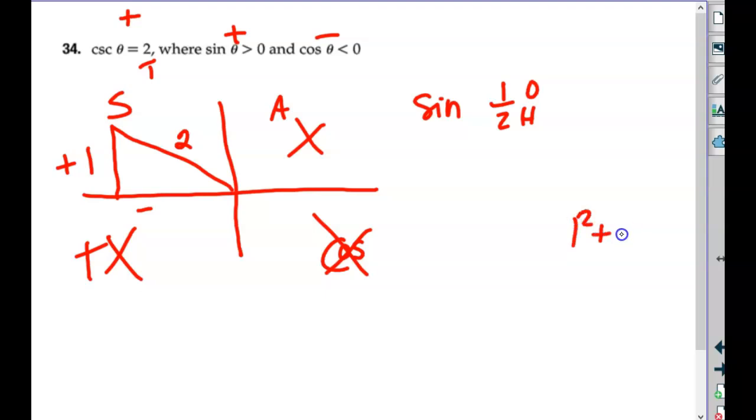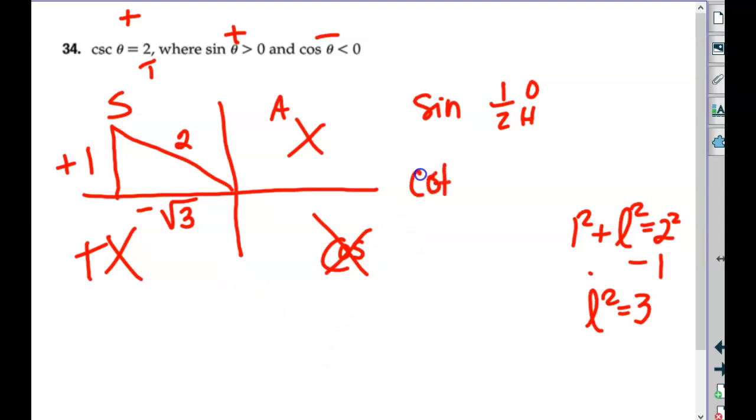Leg squared plus other leg squared equals hypotenuse squared. It's not square root of 5 this time, because it's a leg. It's not square root of 2. 4 minus 1 is... We're going to be careful? Because I'm getting a lot of wrong answers. All right, so I don't know.